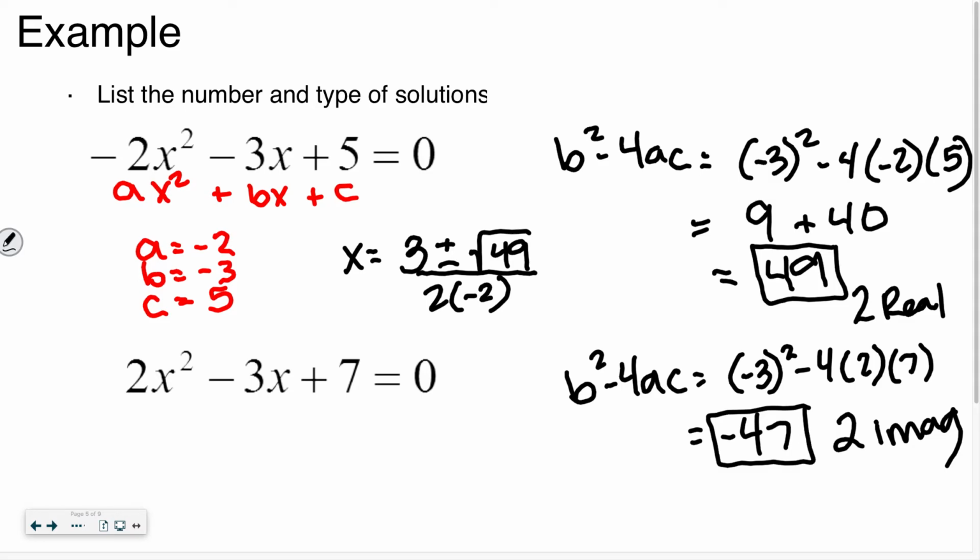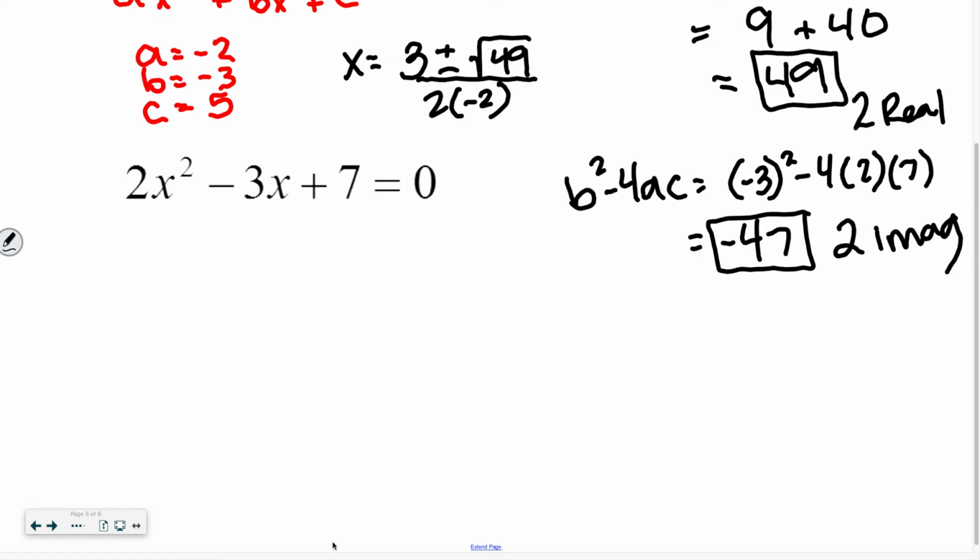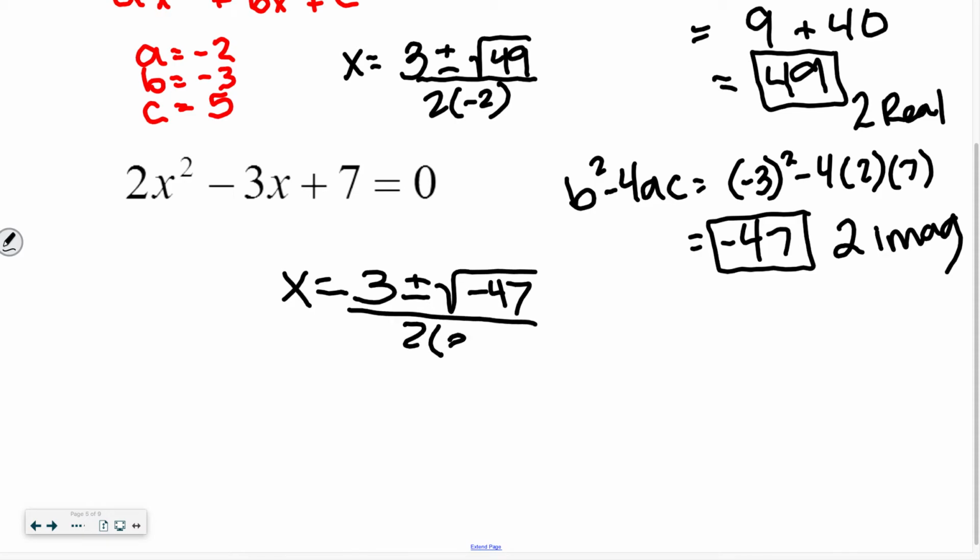So if I were to actually find the solutions for that one, if I were to do the whole quadratic formula, remember we just did the stuff under the radical, so it would be like x equals the opposite of b, which is positive 3, plus or minus the square root of -47, all over 2 times 2. So what will we do with the square root of -47? We can write that as i, so that's x equals 3 plus or minus i square root 47 all over 4. And that would be our simple answer.